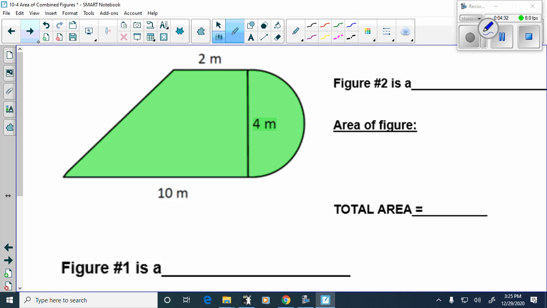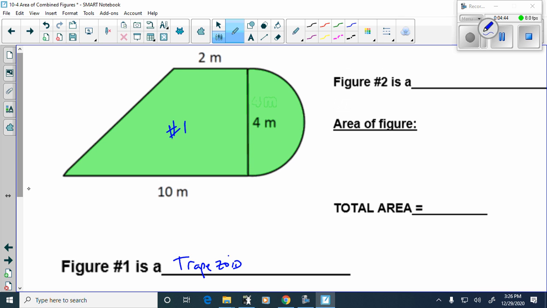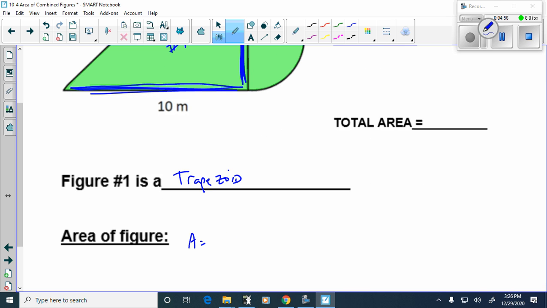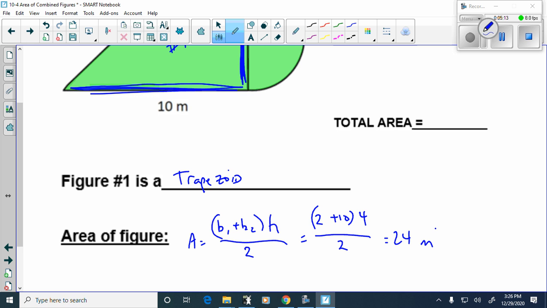But as before, figure number 1, this will be number 1, that's a trapezoid. So to find the area of that trapezoid, it's base 1 plus base 2 times the height divided by 2. So the area is going to be 2 plus 10 times 4 divided by 2, which is 24 square meters.